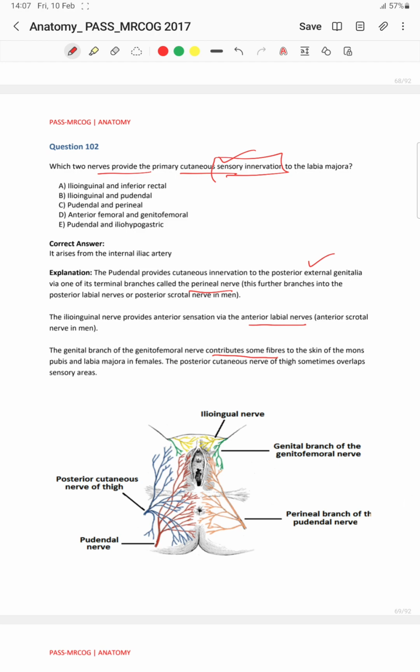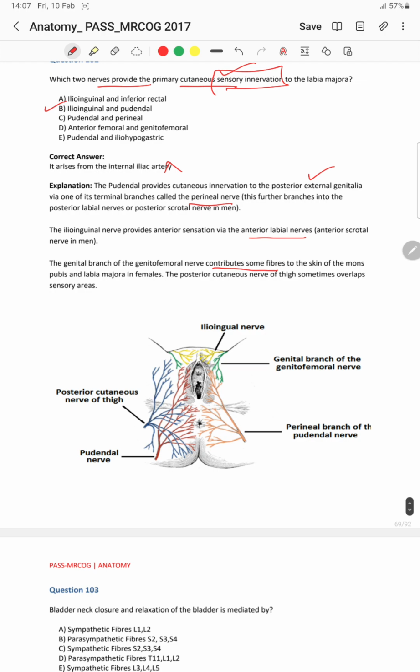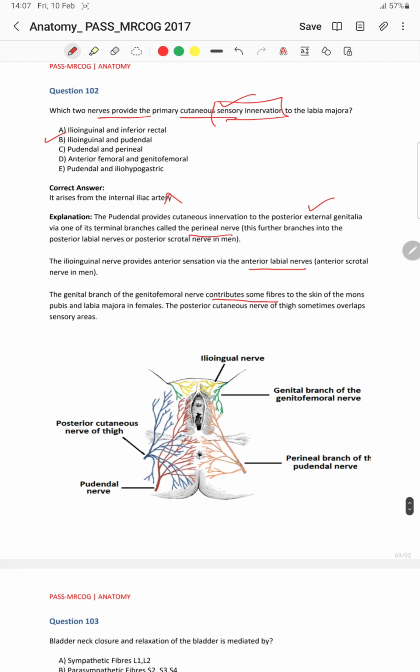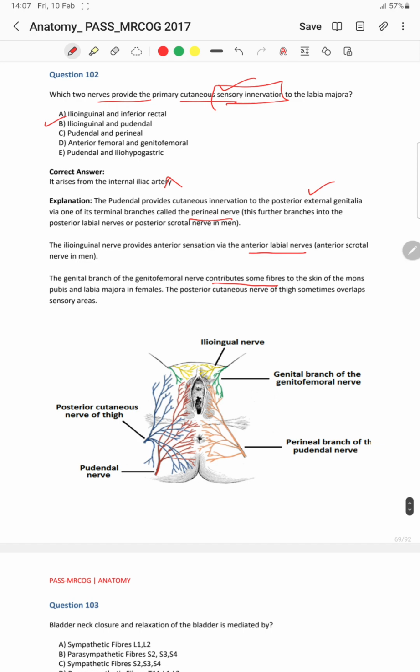So it will be the ilioinguinal nerve and the pudendal nerve. So option B is the correct one. These are the different options. Here this is a diagrammatic view: the anterior part of the genitalia is supplied by the ilioinguinal nerve, which also comes together with the genital branch of the genitofemoral nerve, and then the posterior perineum is supplied by the pudendal nerve and the posterior cutaneous nerve of the thigh.